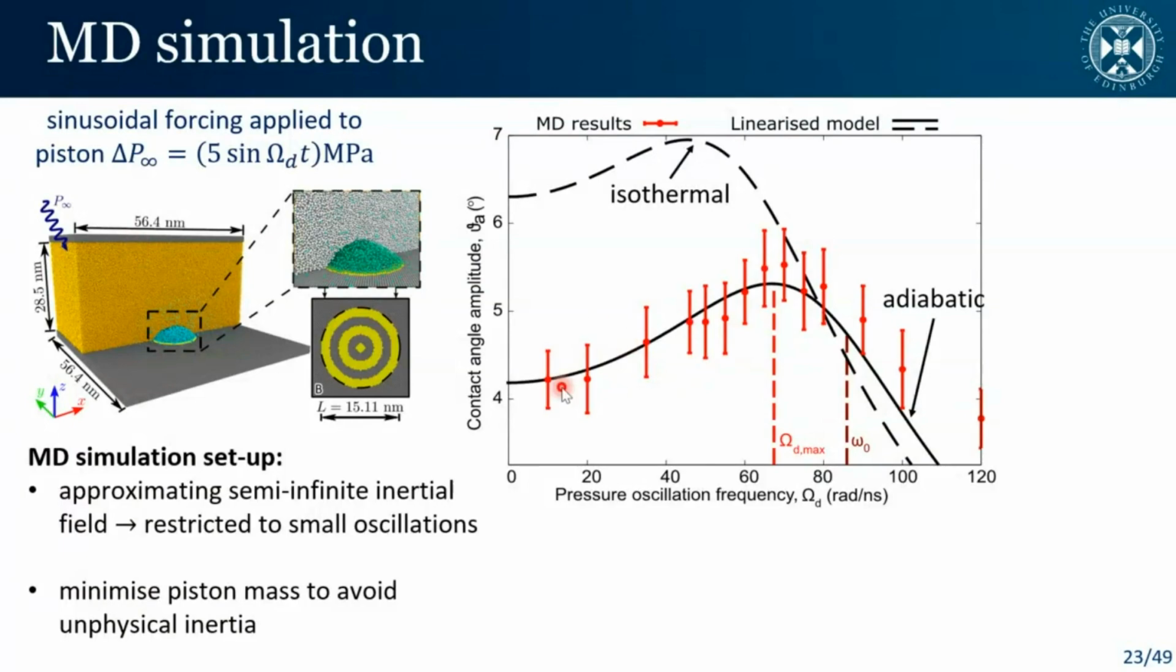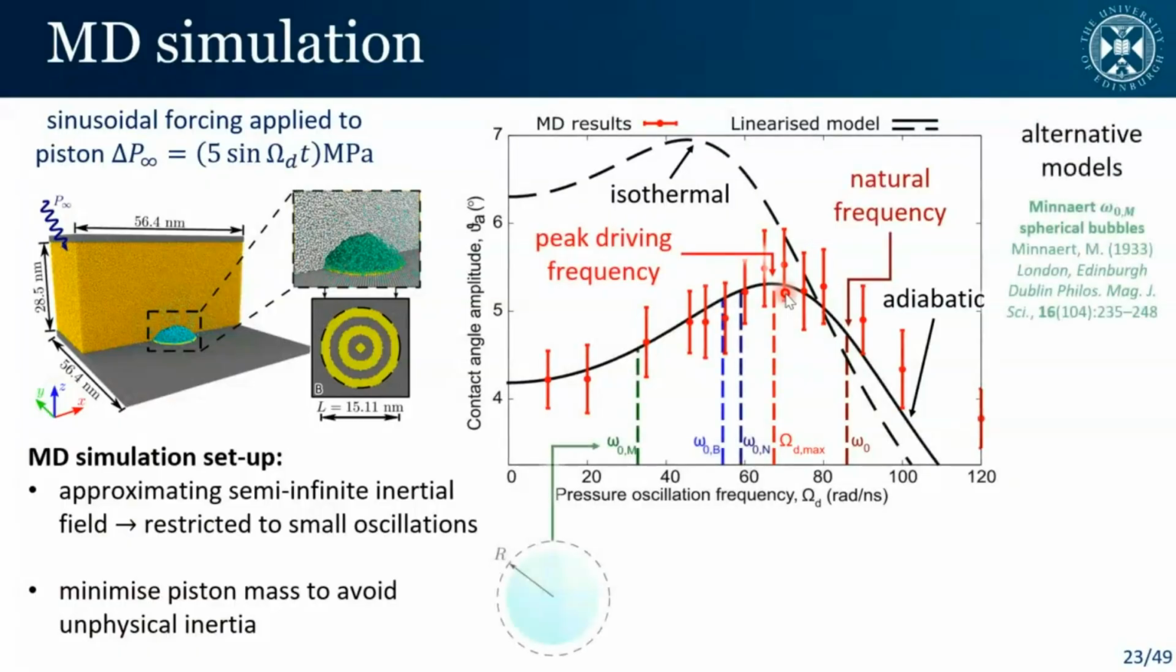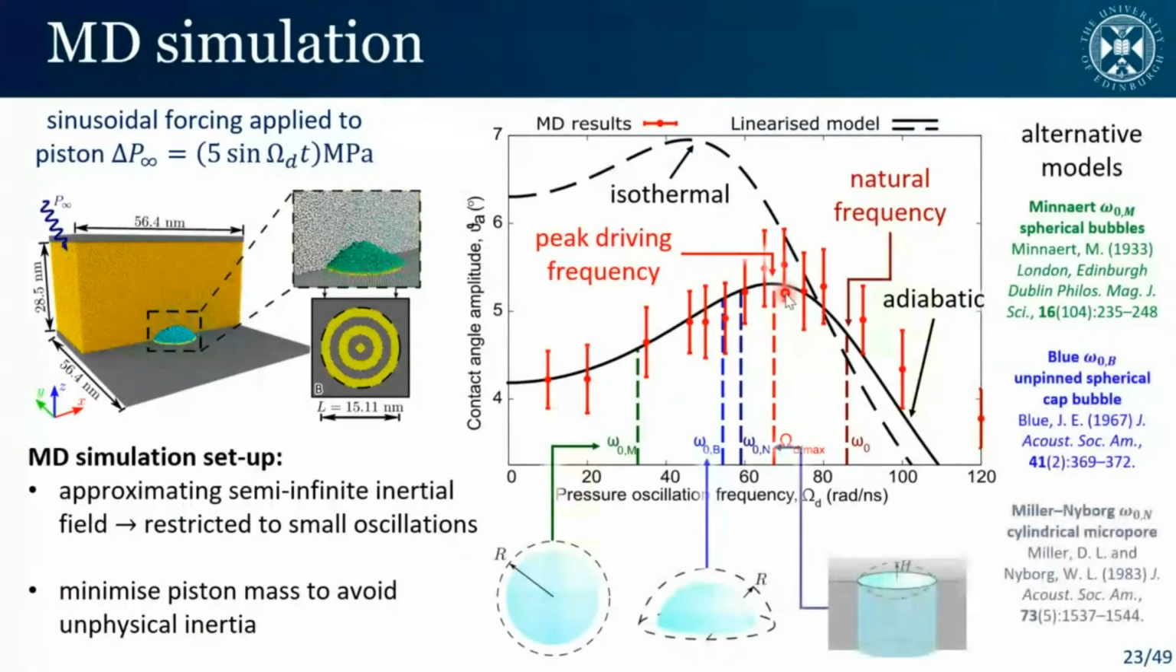And if we looked at the amplitude of that response, we get all these data points here, which is in pretty good agreement with our linearized model. So we have a natural frequency, but because this is a highly damped system, the peak oscillation is actually lower than this natural frequency. But again, it is in good agreement with our analytical model.